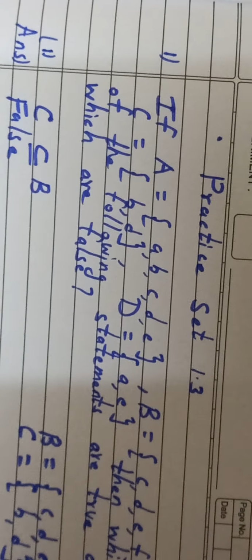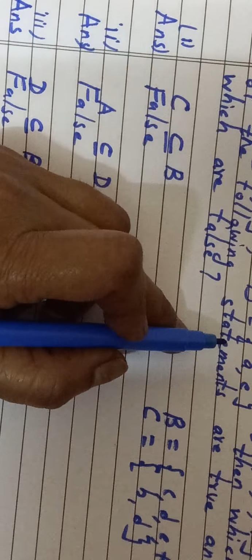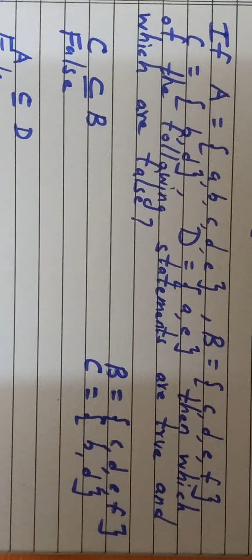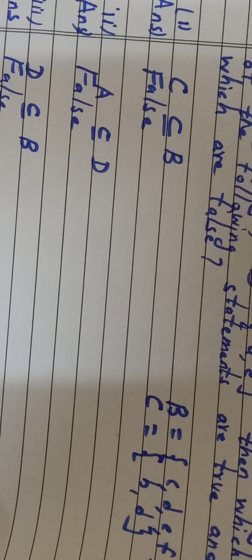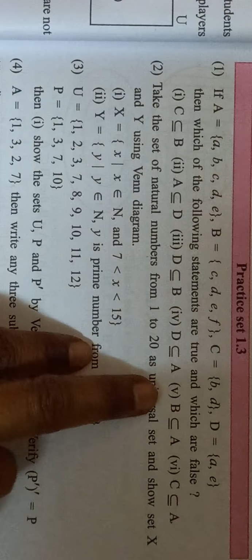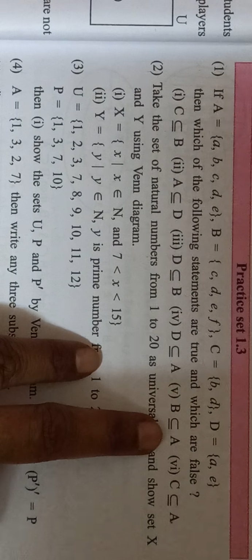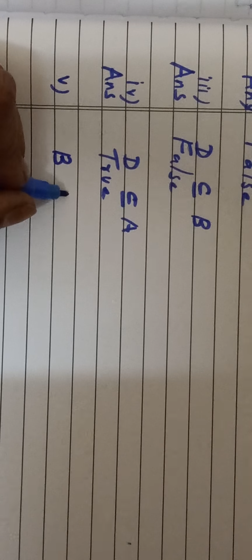So we use the concept of proper and improper. Earlier we used to talk about that also. It is a proper subset because A is containing more elements. So the answer here will be true. D is a subset of A. Now the next one, fifth one, is B is a subset of A. Again we will check that.